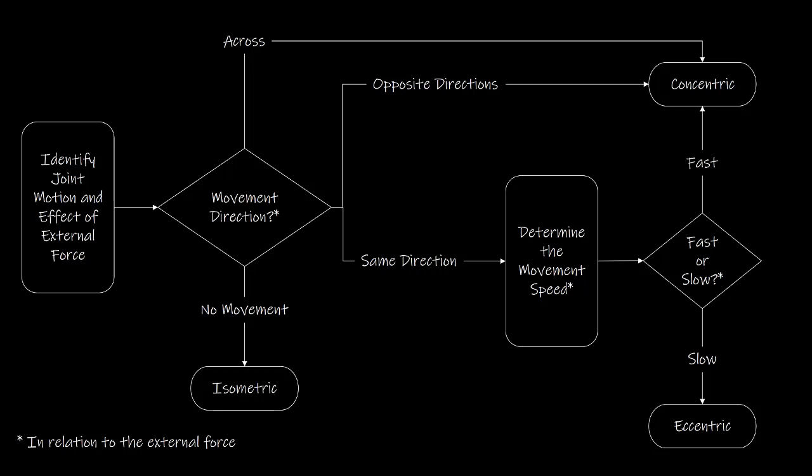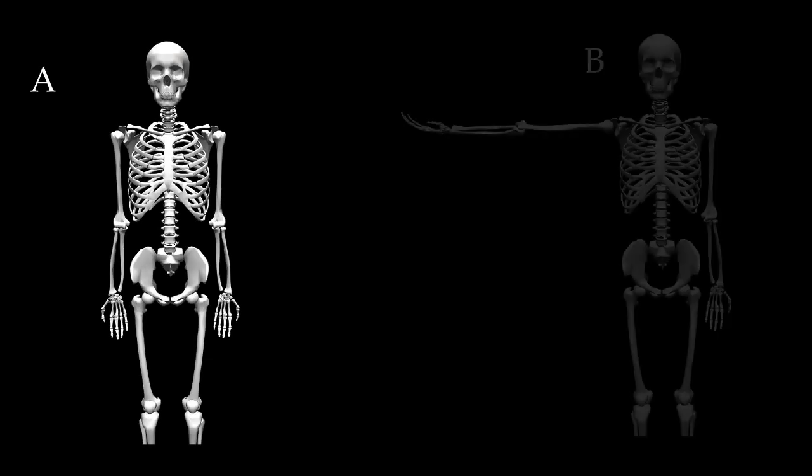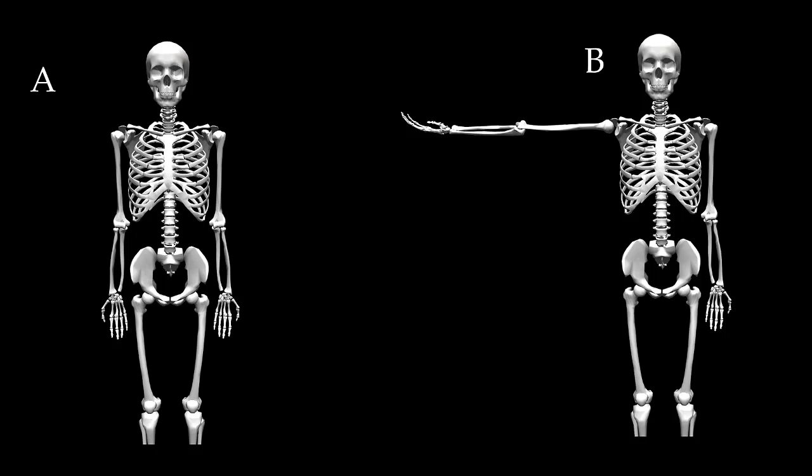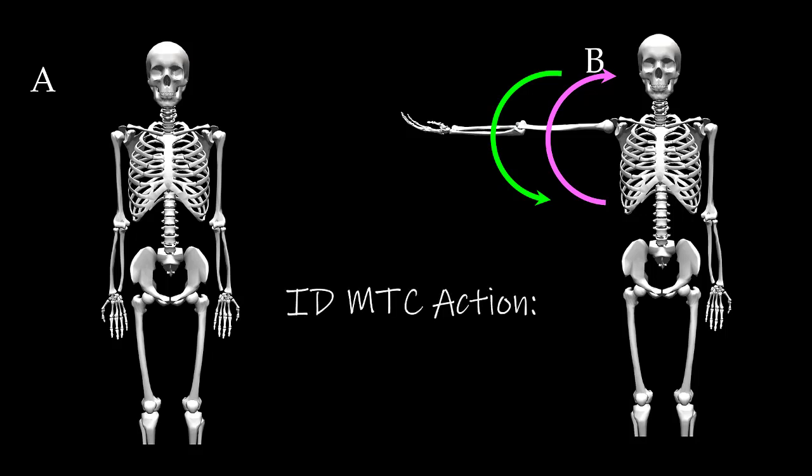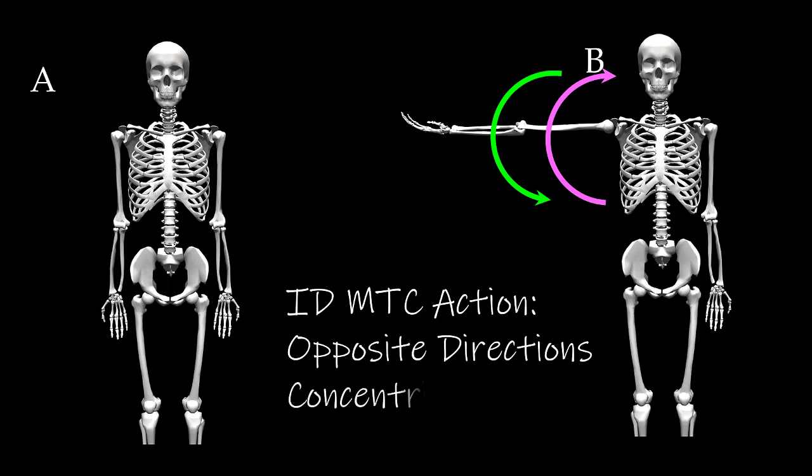So now, let's return to our example of glenohumeral abduction. Again, we are going to go from A to B. We see the joint motion is going to be abduction, or in the clockwise direction, and the effect of the external force is going to be adduction, or in the counterclockwise direction. In terms of identifying the MTC action, we note that the joint motion and the effect of the external force are in opposite directions, so we conclude that we have a concentric MTC action.